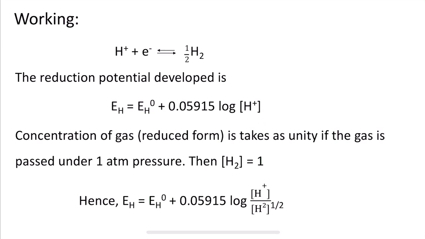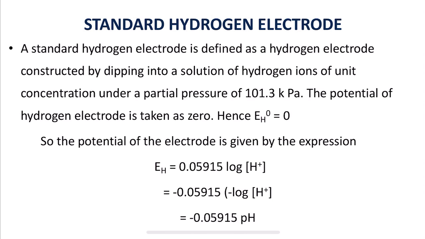Concentration of gas in the reduced form is taken as unity if the gas is passed under 1 atmospheric pressure. So therefore the concentration of H2 is equal to 1. Hence E_H is equal to E_H naught plus 0.05915 log [H+] divided by [H2] to the power of. So this is how the working principle of the standard hydrogen electrode is described.